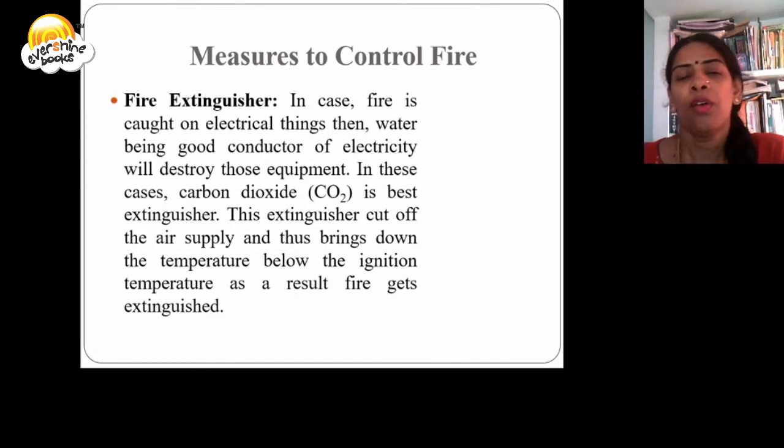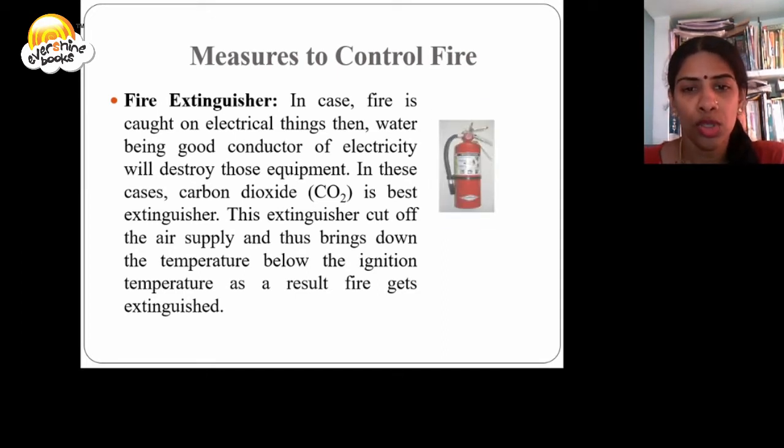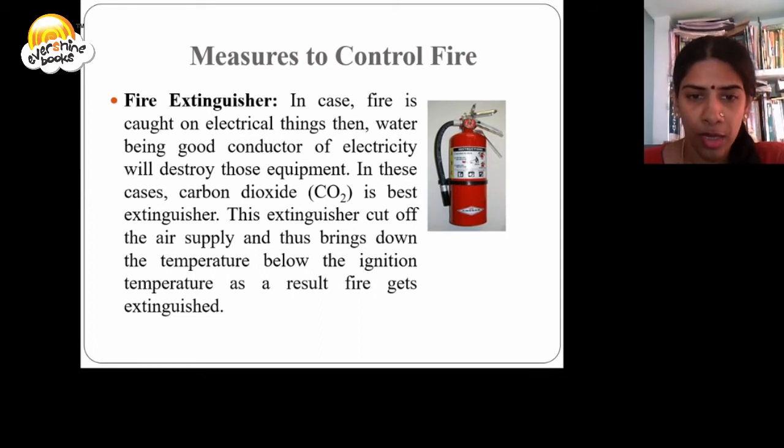In case fire is caught on electrical things, then what would we do? We know that water is a good conductor of electricity and hence it will destroy the equipment. So we cannot use water. So what do we use? We use carbon dioxide, which is the best extinguisher. This extinguisher cuts off the air supply and brings down the temperature below the ignition temperature. And so the fire gets extinguished. So we can say carbon dioxide is the best extinguisher.